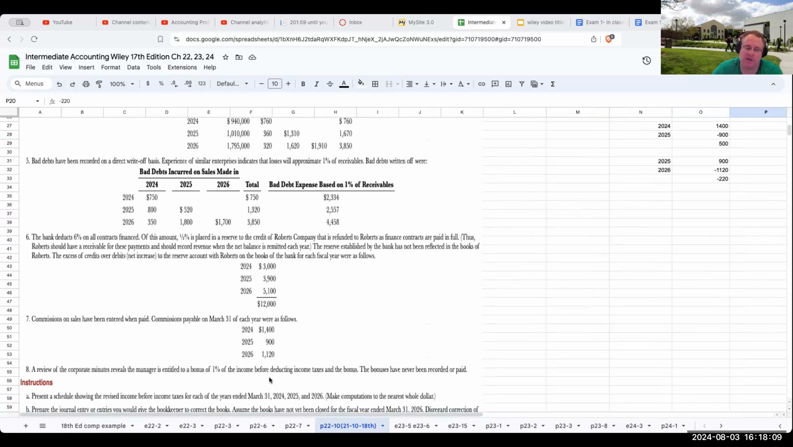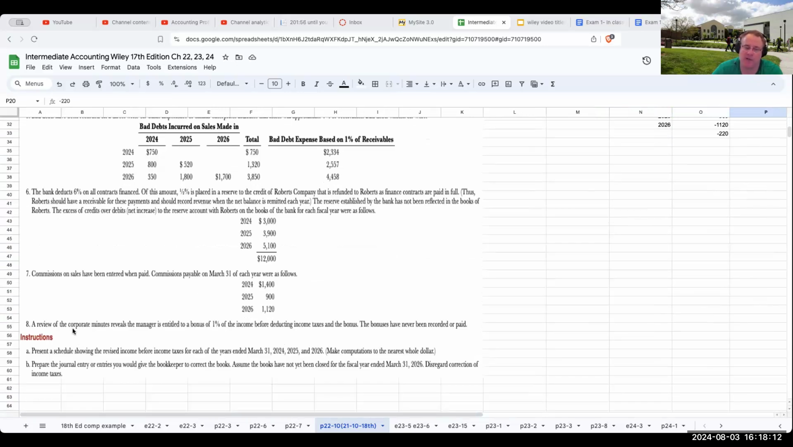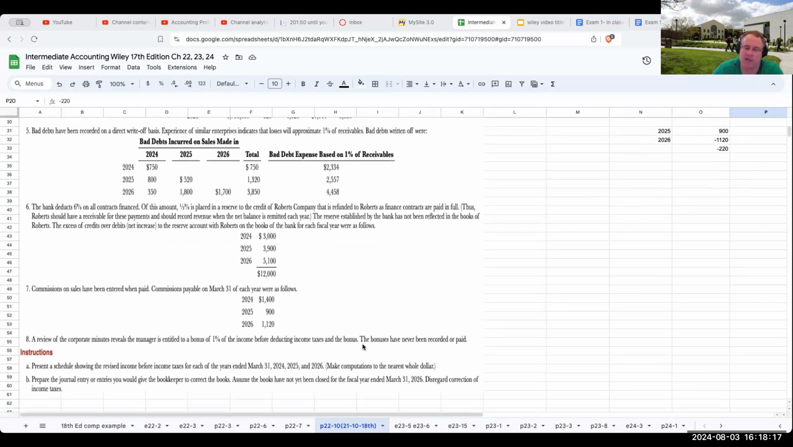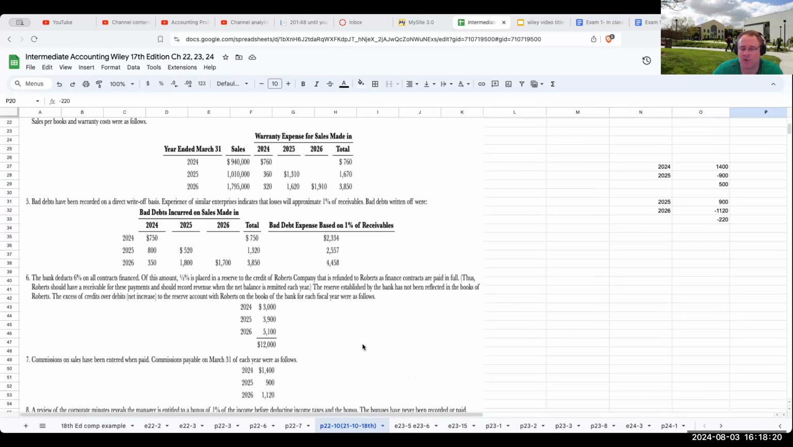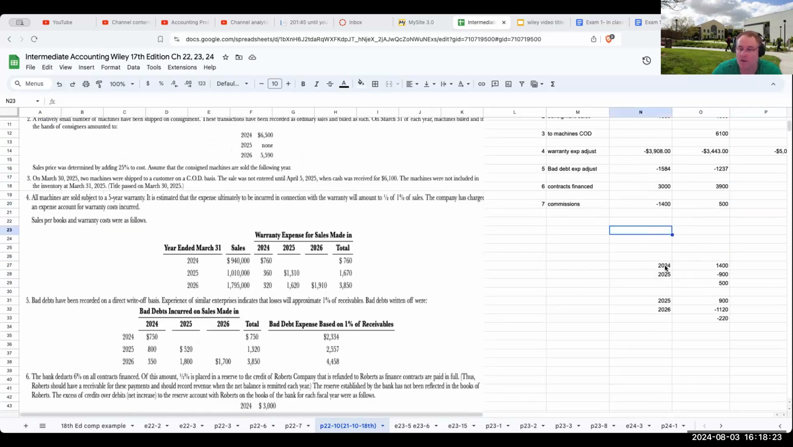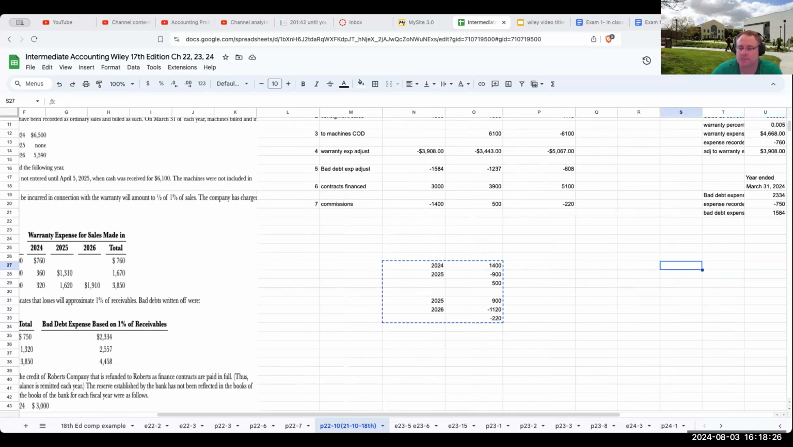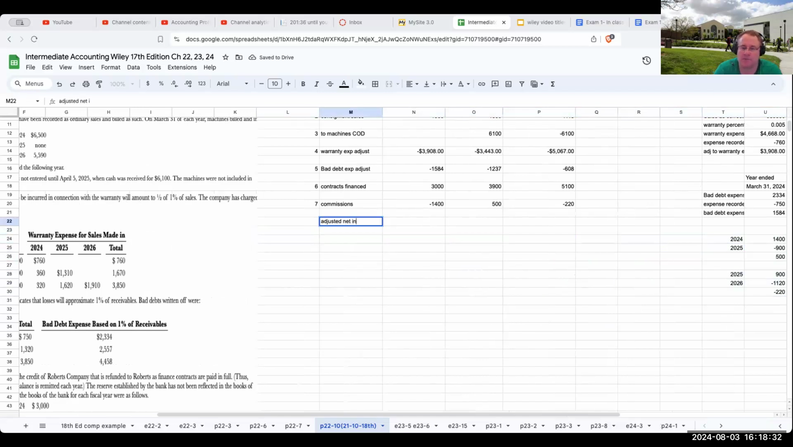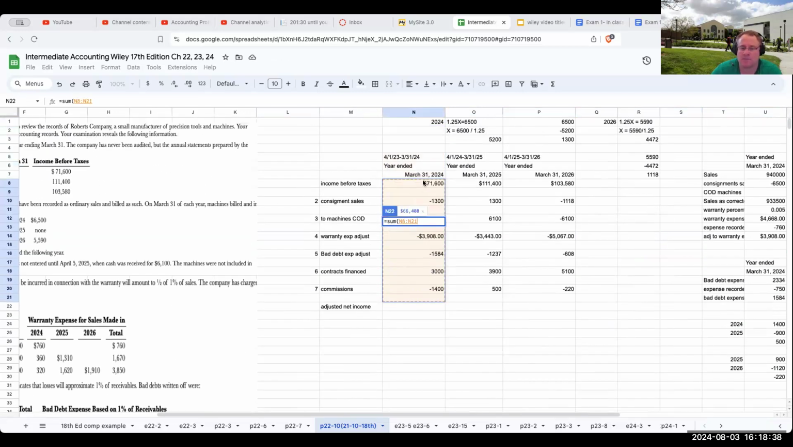now the last one tells us, as a review of the corporate minutes reveals, the manager is entitled to a 1% bonus of the income before deducting income taxes, and the bonus has never been recorded or paid. So my adjusted net income is going to be 66,408, 118,520, and then 95,567. That's adding up all of our adjustments.